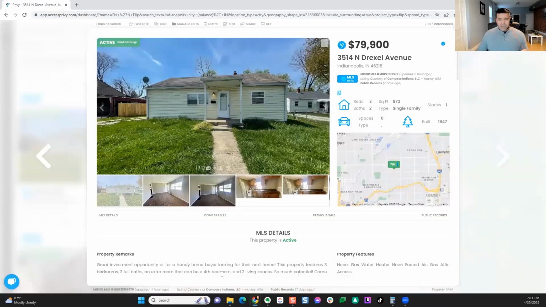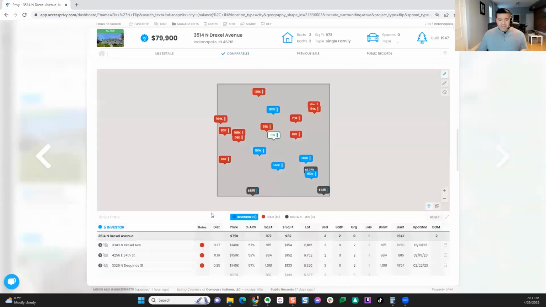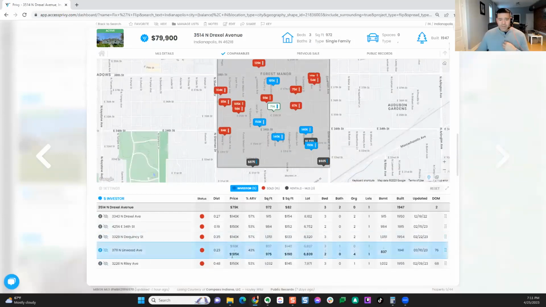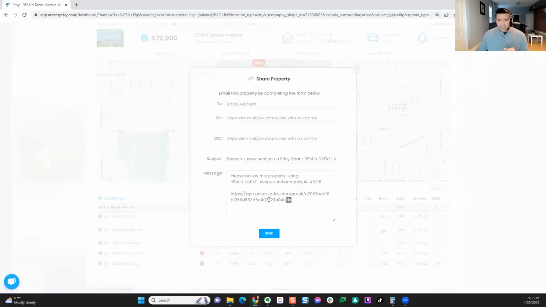This house right here says great investment opportunity, right? It's pretty beat up. Here's the comps again on this one. We got 1, 2, 3, 4, 5 investor comps. And one of them was flipped that we can identify. So the ARV in this one is 185. And that's only a 2-bedroom house. Ours is a 3-2. So I'm going to give this one to my Indianapolis guy in the chat. That's 3514 North Drexel Avenue.